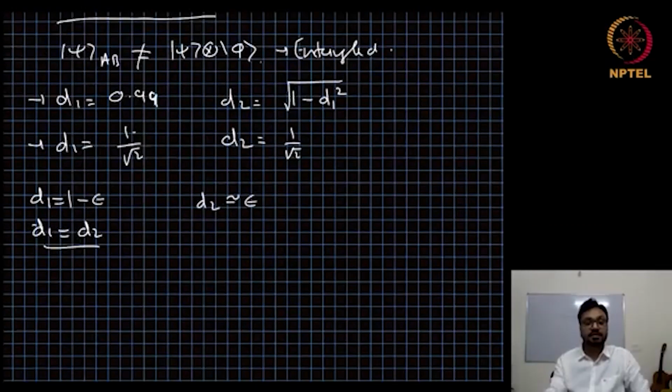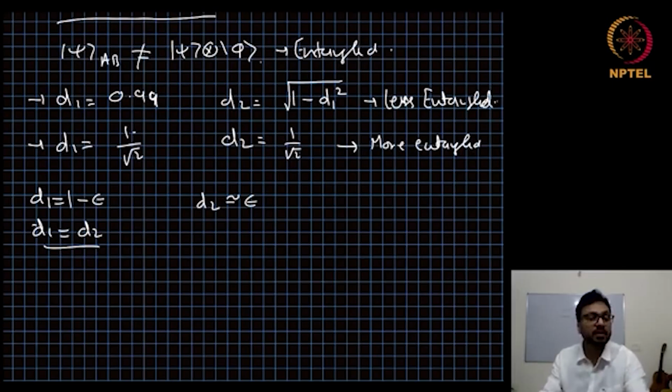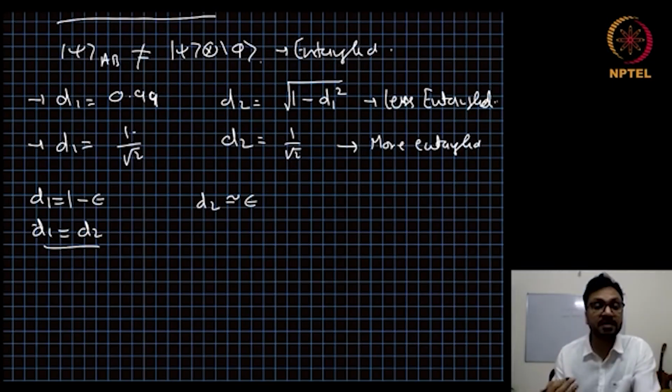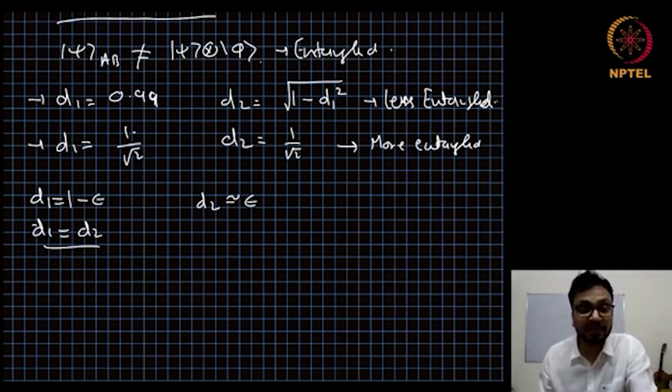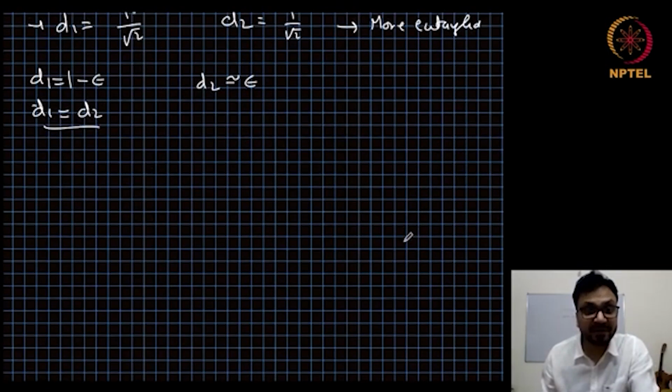From this argument, we can say that this second state, where d1 is equal to d2, is more entangled than the first state. But till now we are only using arguments to understand how we see the quantity of the measure of entanglement, or how to quantify entanglement.